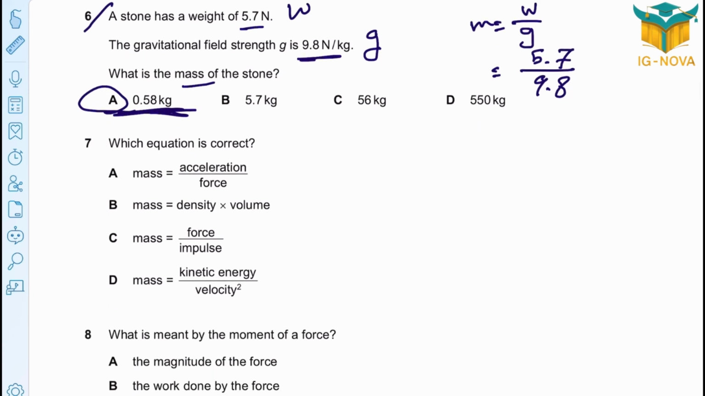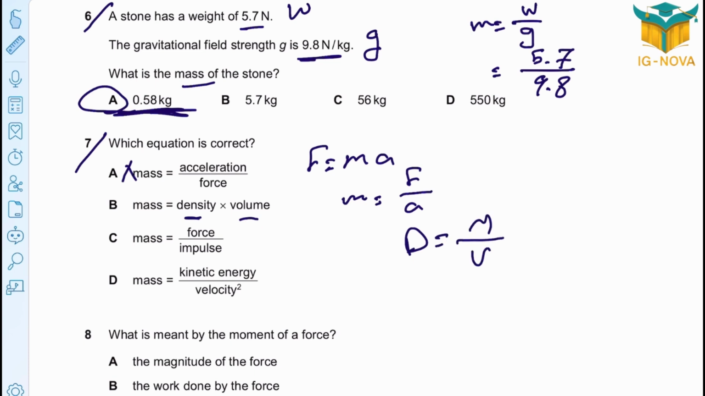Question 7. Which equation is correct? Mass equals acceleration over force? No. The main rule is force equals mass times acceleration. So mass from this rule is F over a, force over acceleration, so A is not correct. For B, mass equals density times volume. From the rule, density equals mass over volume, so mass equals density times volume, so B is the correct option.